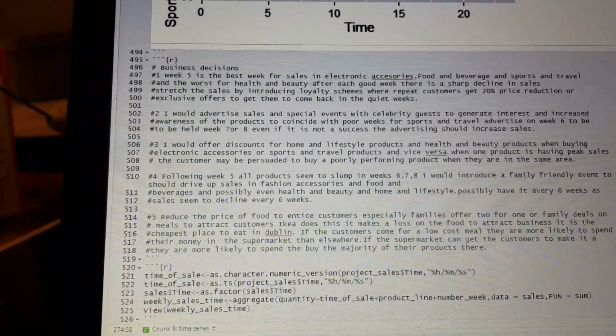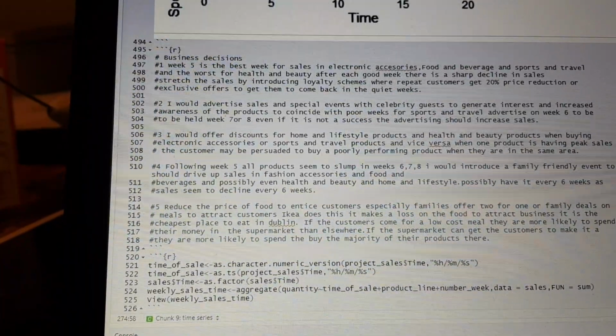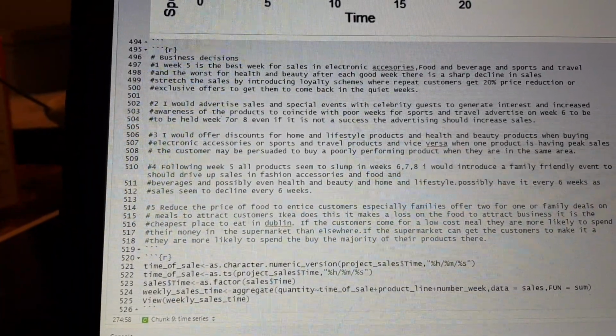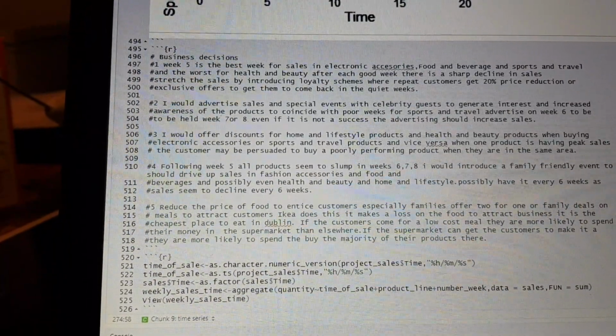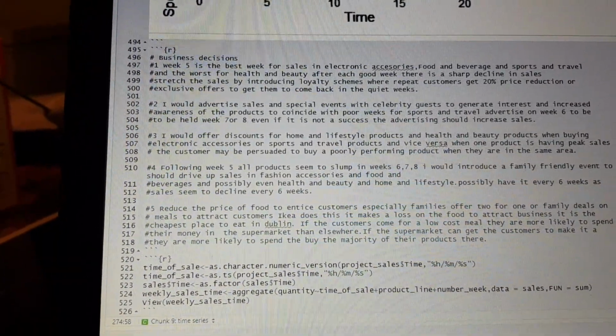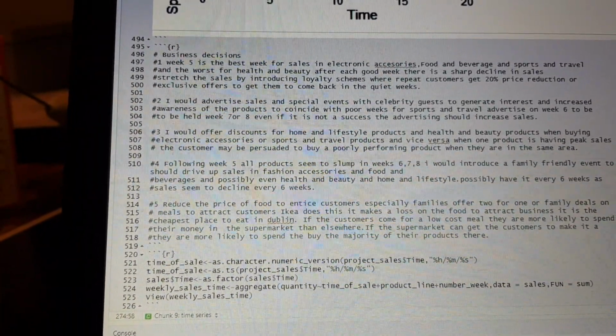IKEA does this. Makes a loss on the food to attract business. It is the cheapest place to eat in Dublin. If a customer comes for a low-cost meal, they're likely to spend their money in the store rather than elsewhere. If the supermarket can get the customer to make it a habit, they're more likely to buy the majority of their goods there.